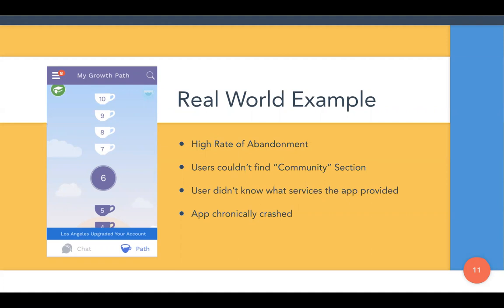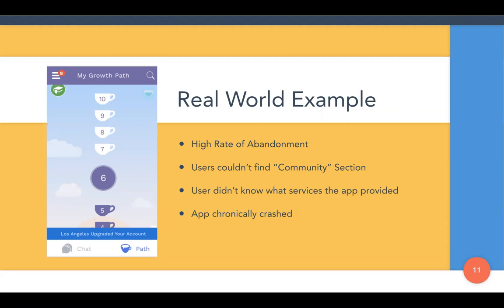And one of the reasons I was hired was because their app was having a lot of abandonment. Users couldn't find community sections. They didn't really know what services the app provided, and the app chronically crashed. So my first job was to look at this and say, well, how can we make this better? And here's the visual of the first screen that you saw when you actually logged into the app. You saw that you were on something that was called a growth path. There were these things that looked like cups. You definitely were on the path. You could see in the tab bar on the bottom, and there's something called chat, but you really didn't know what to do.